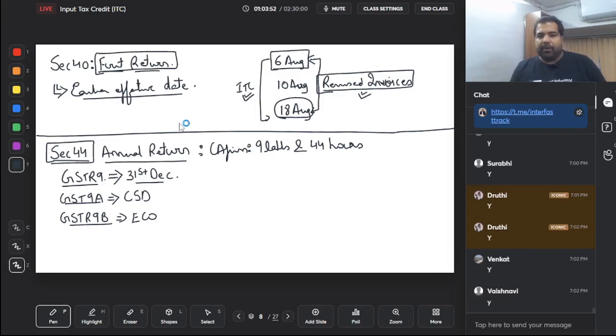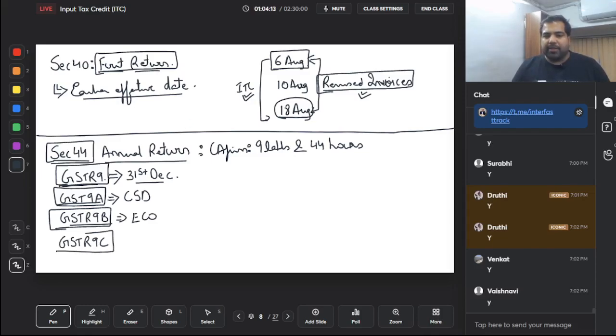So what is the main return? GSTR 9. If you are someone who does Aram, then GSTR 9A. If you are someone who is very big, like e-commerce operator, GSTR 9B. And earlier, guys, some people were subject to audit also, but now that requirement is removed. So that is GSTR 9C, where earlier a CA would audit your annual return. Now no audit is required. You just need to self-verify it.